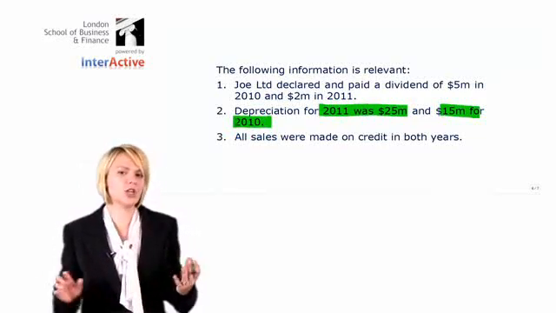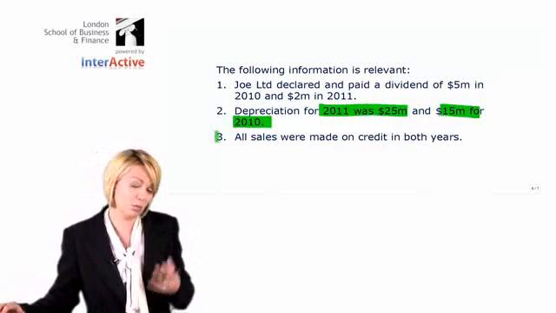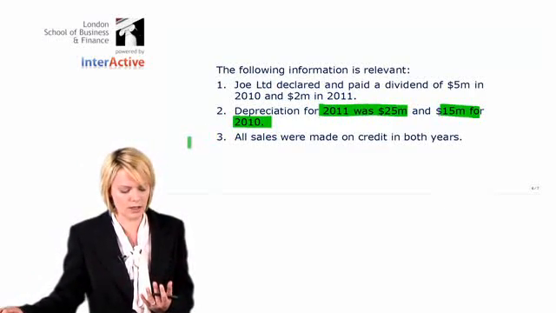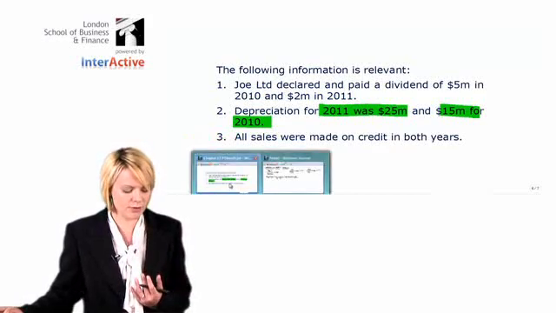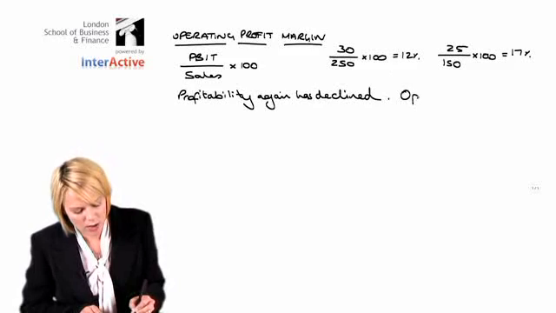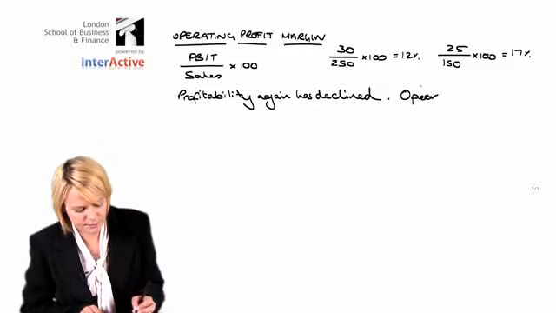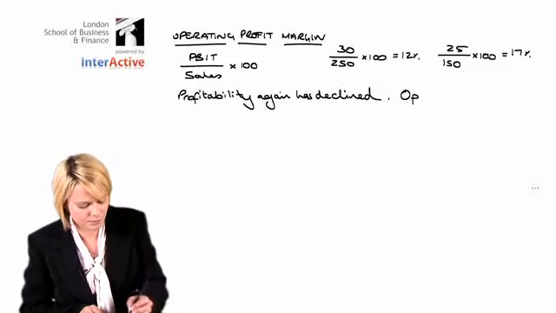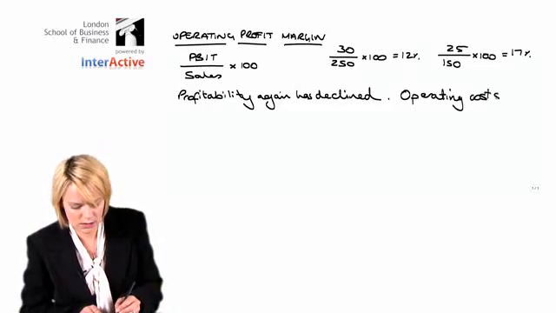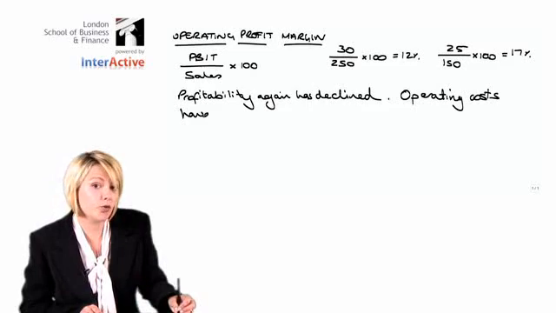Okay? Now, depreciation is usually an other expense. Could have been in cost of sales, but we haven't been told that specifically. So we can talk about the fact that depreciation has gone up. So, operating costs have increased.